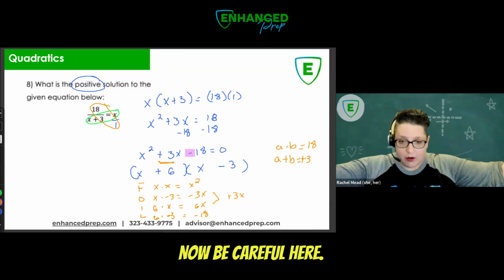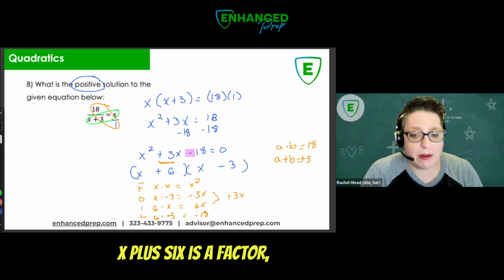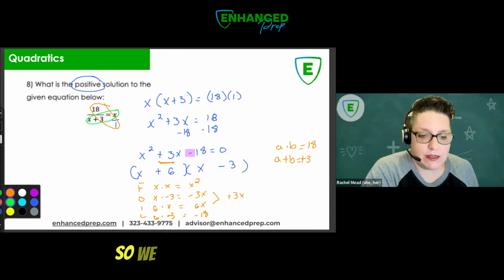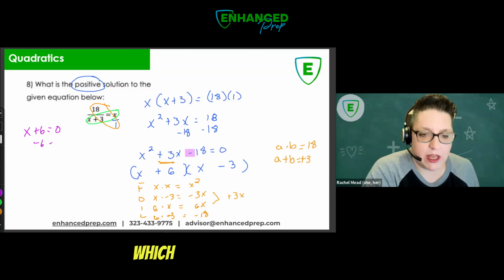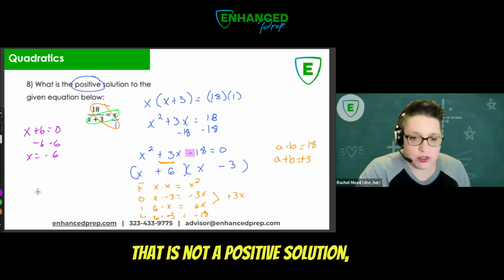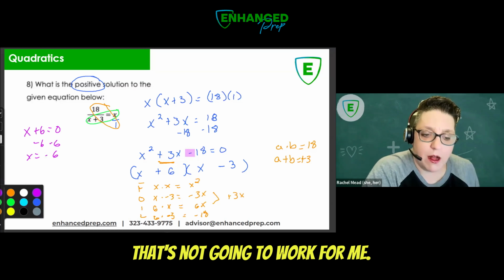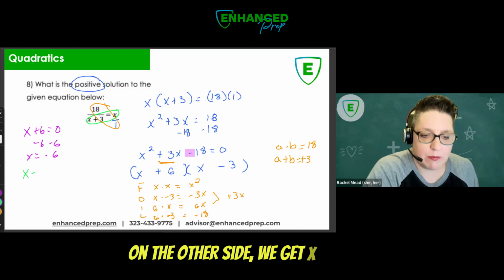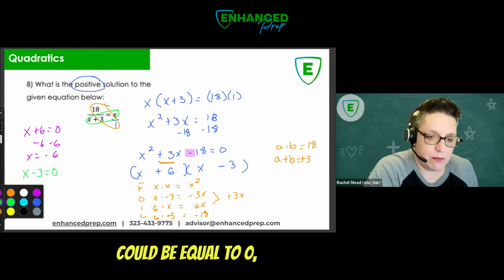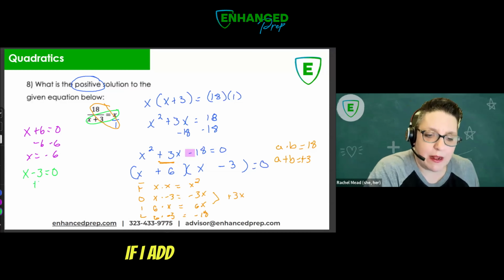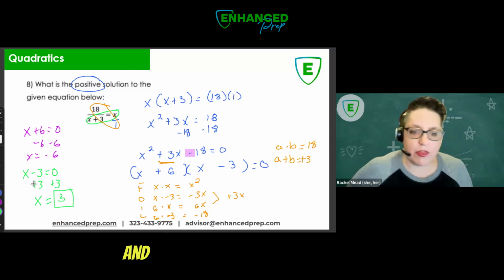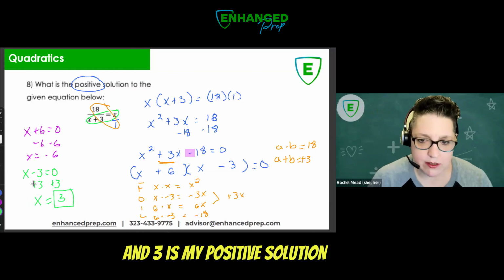Now be careful here. x plus 6 is a factor, but it's not our solution. So we need to take this a step further. So we know x plus 6 could be 0, in which case I would get x equal to negative 6. That is not a positive solution, so that's not going to work for me. On the other side, we get x minus 3 could be equal to 0, because again, we have to remember these factors multiplied out to be 0. If I add my 3 to both sides here, I do indeed get x equal to 3, and 3 is my positive solution to this question.